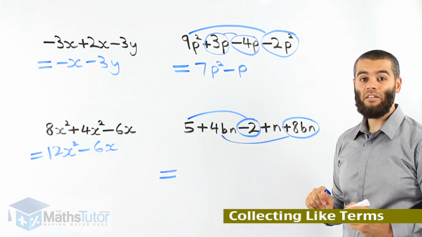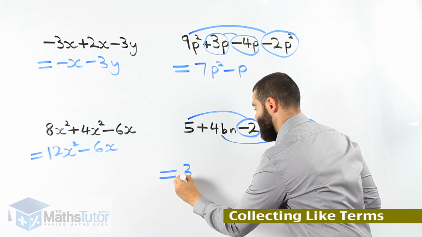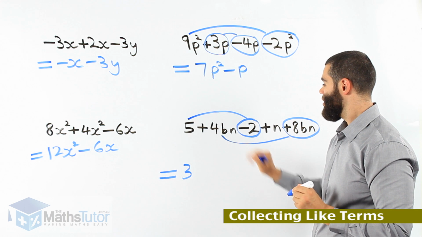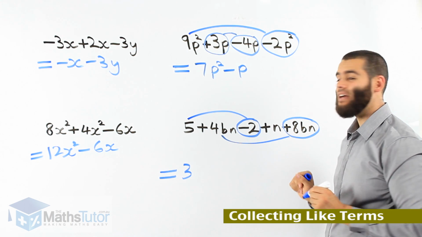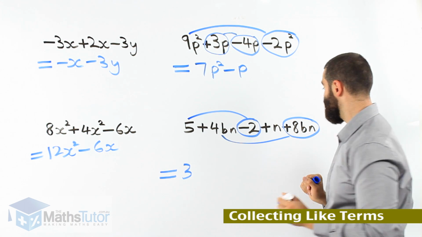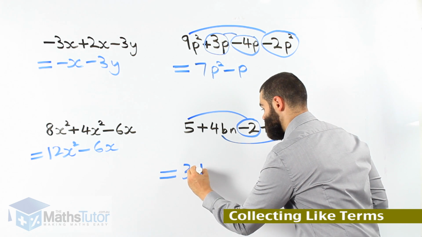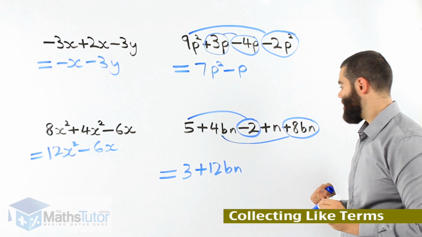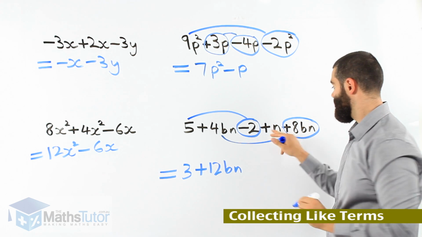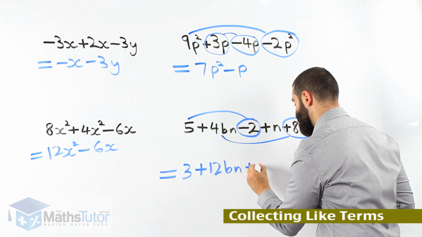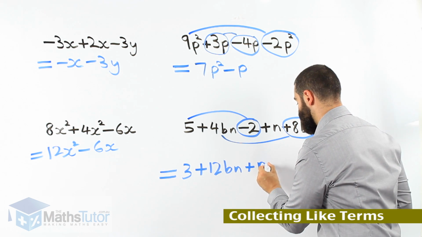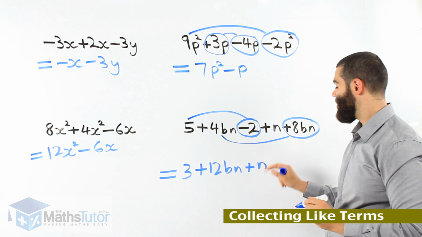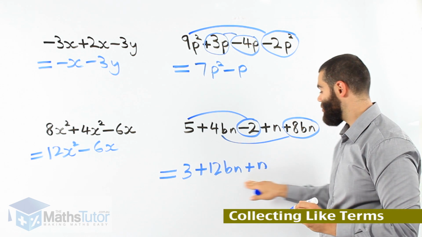5 take away 2 is 3. 4bn plus 8bn: 4 plus 8 is 12bn, and don't forget plus n at the end. It has no like term, so it just comes down as it is. So 3 plus 12bn plus n. This is our final answer.